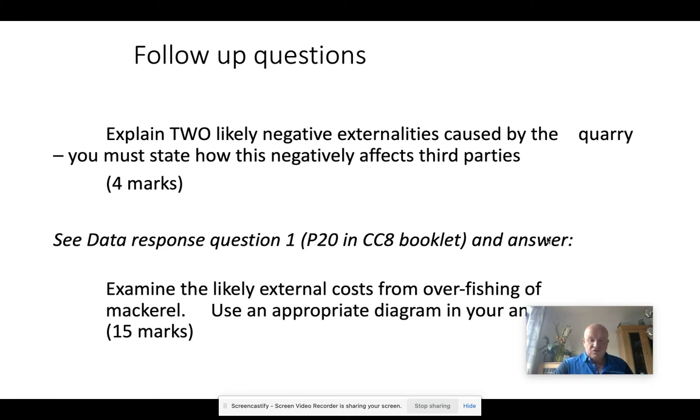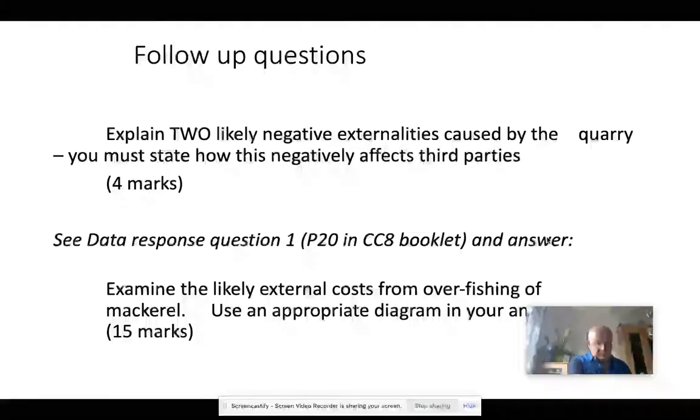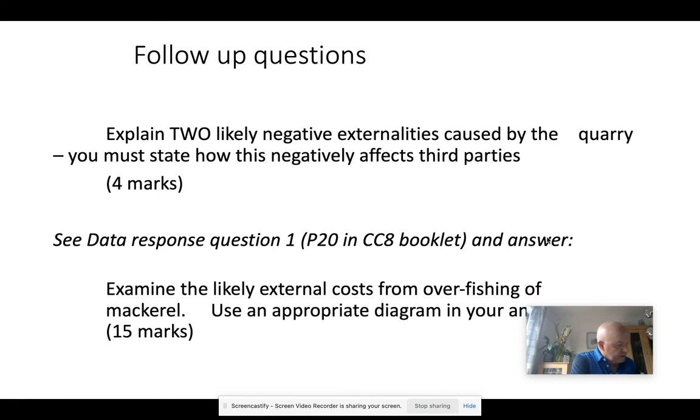Okay, some follow-up questions. Explain two likely negative externalities caused by the quarry. State how this negatively affects third parties. And then there is a data response question on page 20 in your booklets, where you are looking at EU and mackerel fish quotas, and then there is a 15-mark question, which is to examine the likely external costs of overfishing of mackerel. Use an appropriate diagram in your answer.